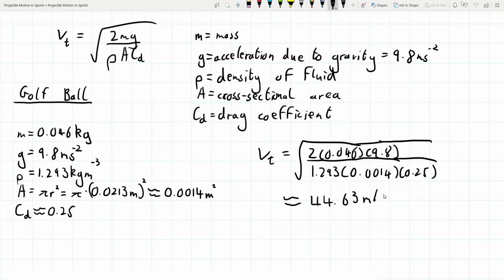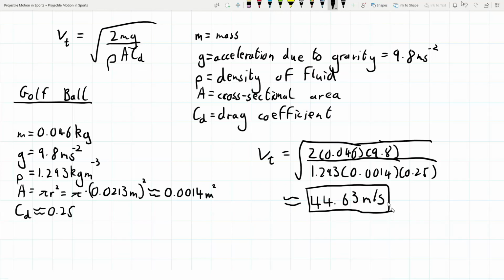44.63 meters per second. If you look it up, I found a lot of different results for the terminal velocity of a golf ball, but a good few of them were around 45, so I'd say this is a good approximation. So we're going to use this for our terminal velocity. So now you might be thinking, what does terminal velocity actually mean?